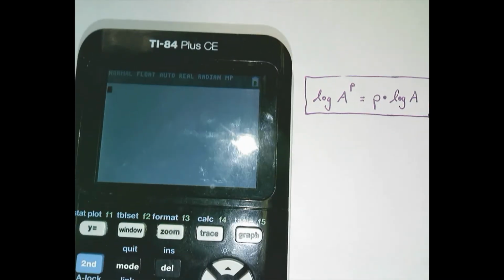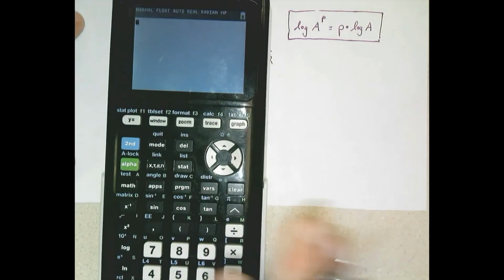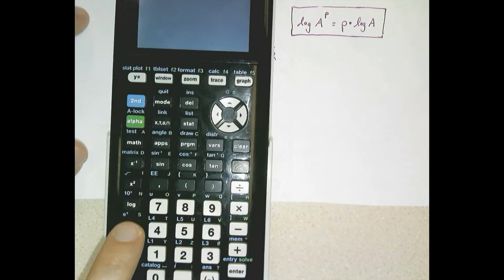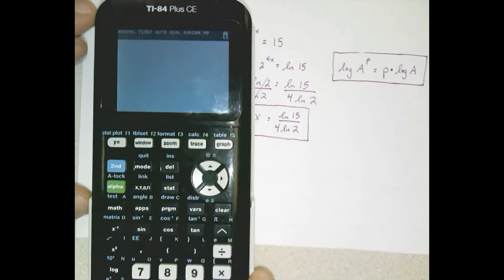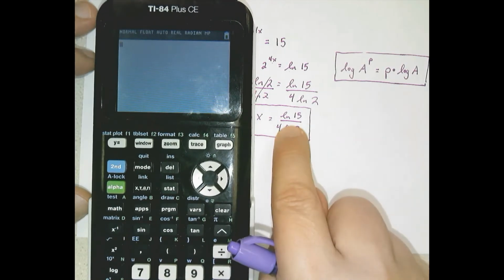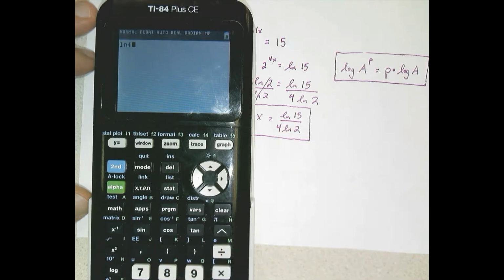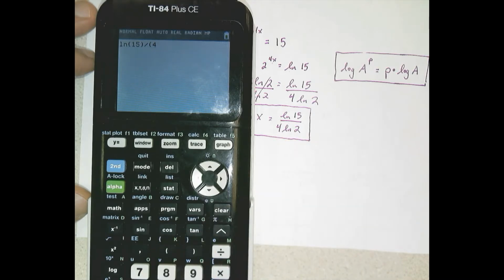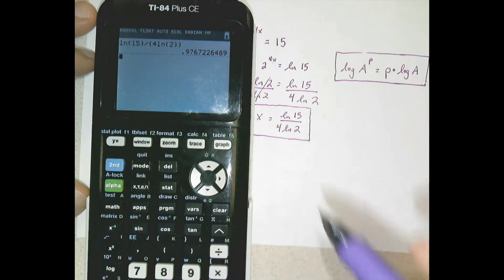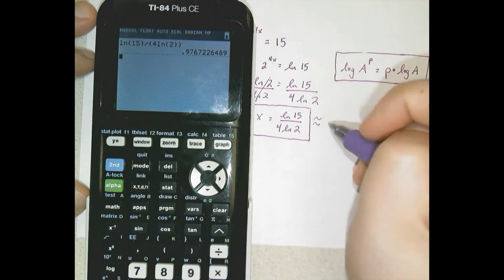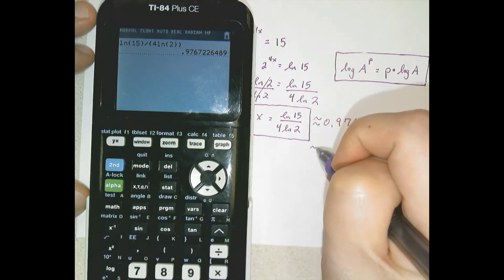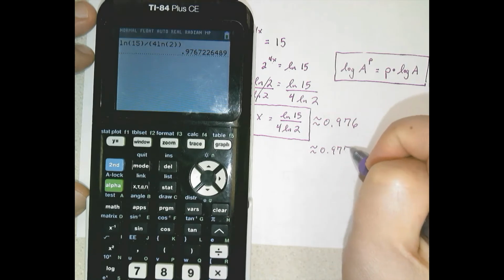So turning to our calculator, most calculators have a log button on it, and it really doesn't matter whether you type log or natural log when solving this problem here. I want to type in log 15 divided by, and then the denominator is 4 times log of 2. And we get an answer of approximately 0.976, or if you round, 0.977.